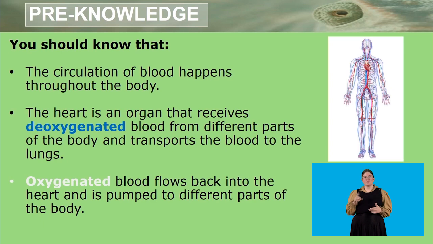Now, as we can see with our diagram alongside, there is a figure of a human with the different blood vessels colored in blue and red. By now we know that the blue blood vessels show the deoxygenated blood circulating throughout the body, and the oxygenated blood is shown by the red blood vessels. The oxygenated blood flows back into the heart and is pumped into different parts of the body.